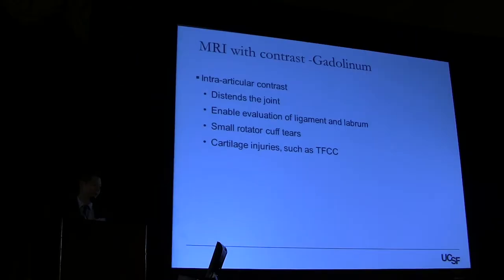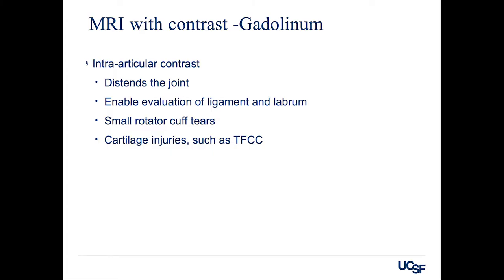If you want to, you can also inject contrast with the MRI, which can help make things a little bit more specific. One way is to inject contrast into the joint itself, and this can distend the joint. It can show tears in the ligaments or the labrum and very small injuries in the rotator cuff that normally you can't see without the contrast. Injecting this can help a lot. In the shoulder, we call it an MR arthrogram, where you inject some gadolinium dye into the shoulder, and that can highlight a very small labral tear that you can't see on the regular MRI.